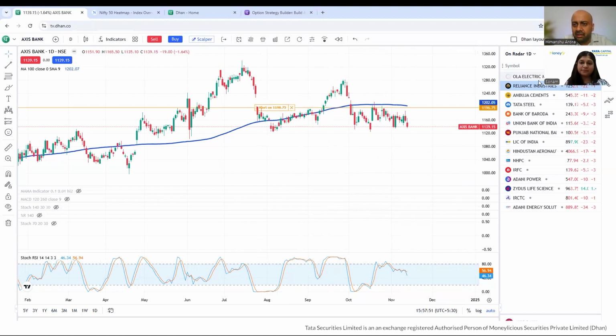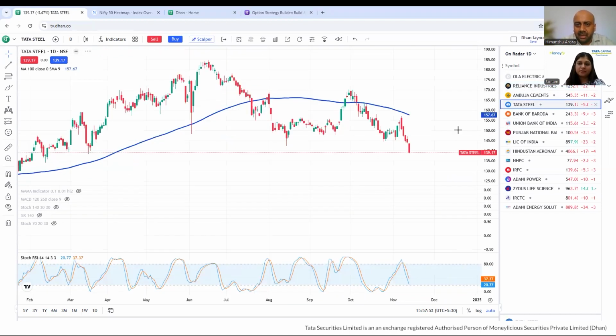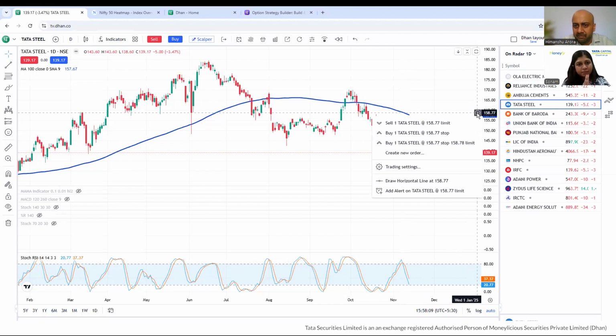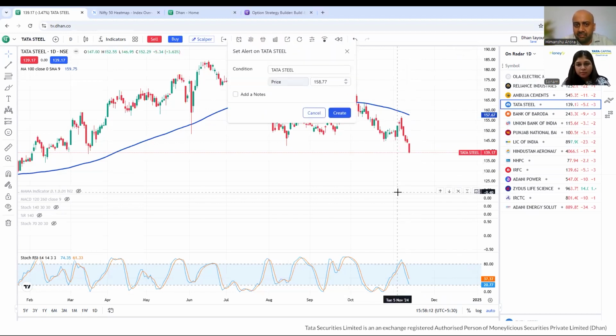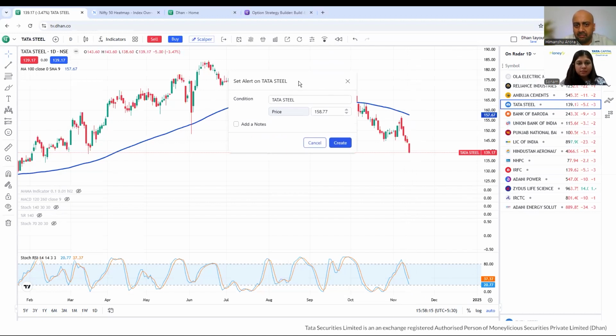I can simply click on, for example, Tata Steel, and I want to buy, hypothetically, above some particular number, let us say 157. So I know that the indicator is here and I want to buy the stock once it has broken above this level, so I'll just simply click on this plus sign. It will create an alert for myself, and not just an alert, I can also add some notes here. For example, I want to buy some this quantity for some reason. So you can set an alert.